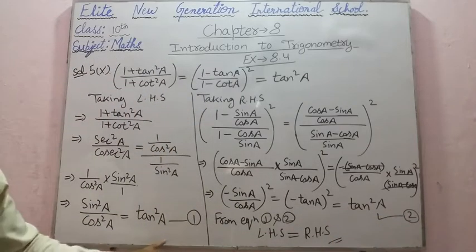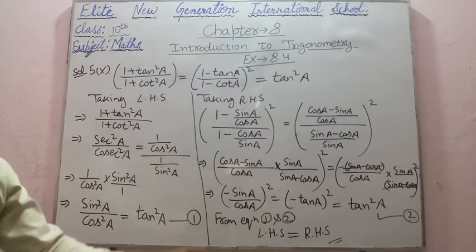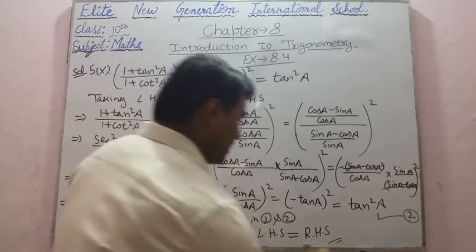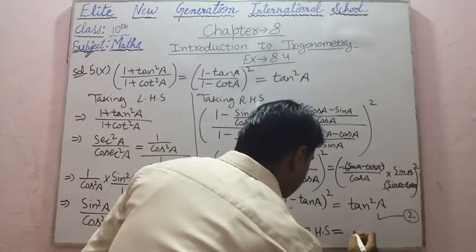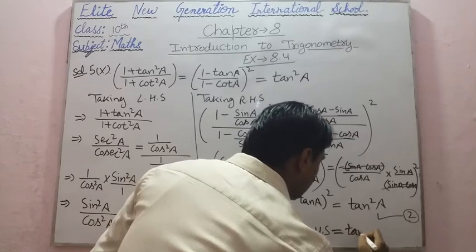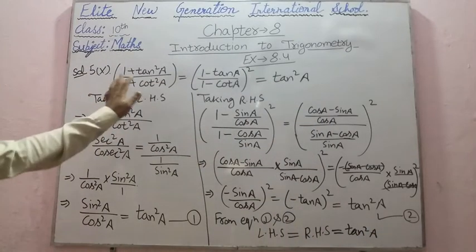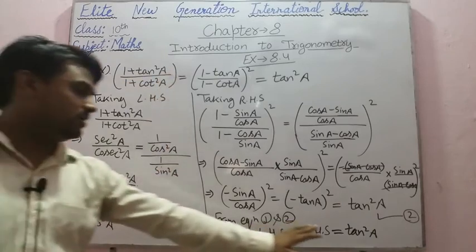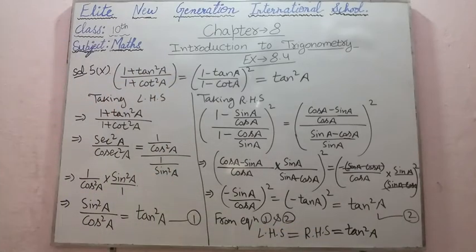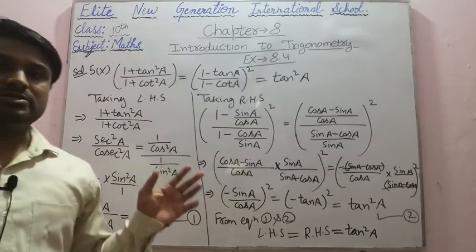So from equation 1 and 2, LHS and RHS both are equal to tan square a. So from here we can say LHS equal to RHS equal to tan square a. We have to prove LHS and RHS should be equal to tan square a. So in this way we can prove this question. So in this way your chapter is completed.